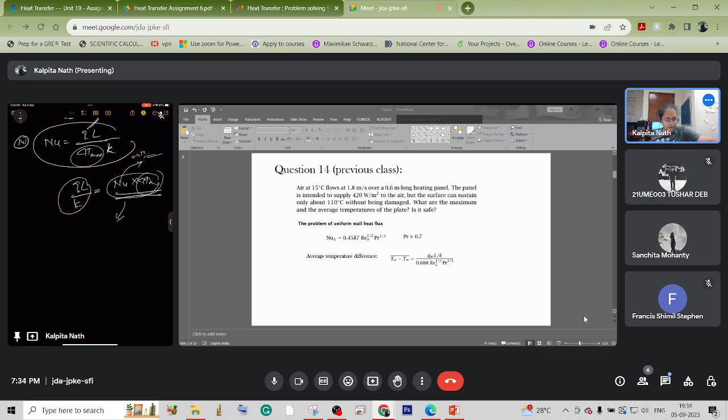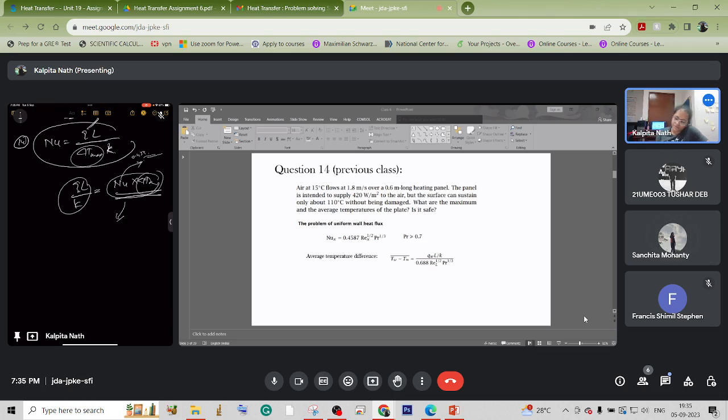Have you solved it? Delta T max came out to be 89.82. That is correct; it will be 89 point something. You will just put that value directly, and at the top it will be 0.4587 upon 0.688. Everything will cancel out now. From that you will get delta T, and T infinity you already know. From that you can get TW.